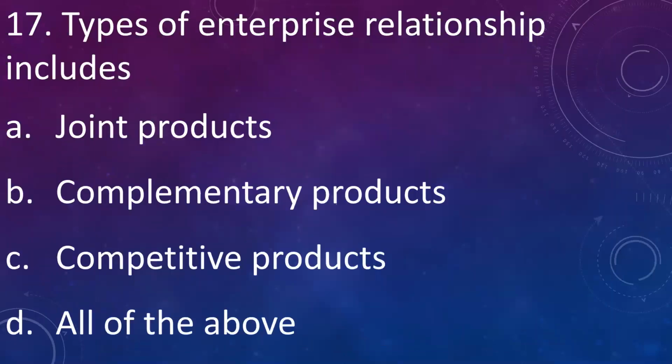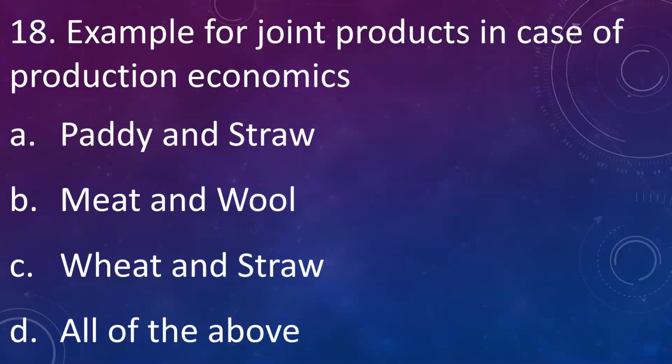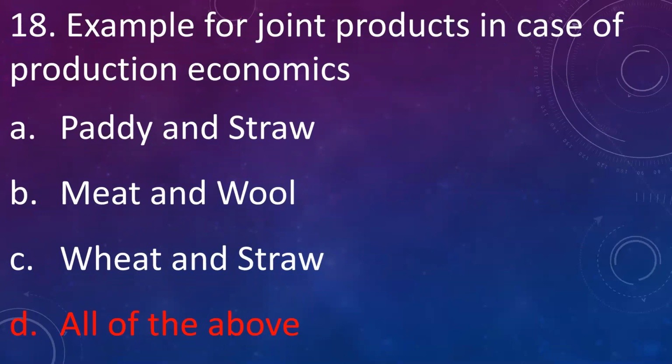And the types of enterprise relationship includes A joint products, B complementary products, C competitive products, D all of the above. Answer is all of the above. The enterprise relationship, the types are joint products, complementary products, and competitive products. So all of the above is the answer. An example for joint products in case of production economics: A paddy and straw, B meat and wool, C wheat and straw, D all of the above. Answer is all of the above.